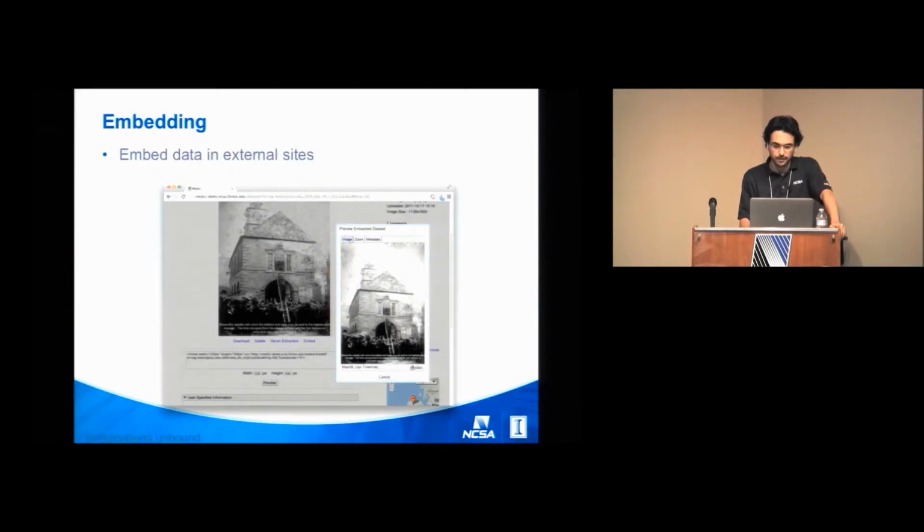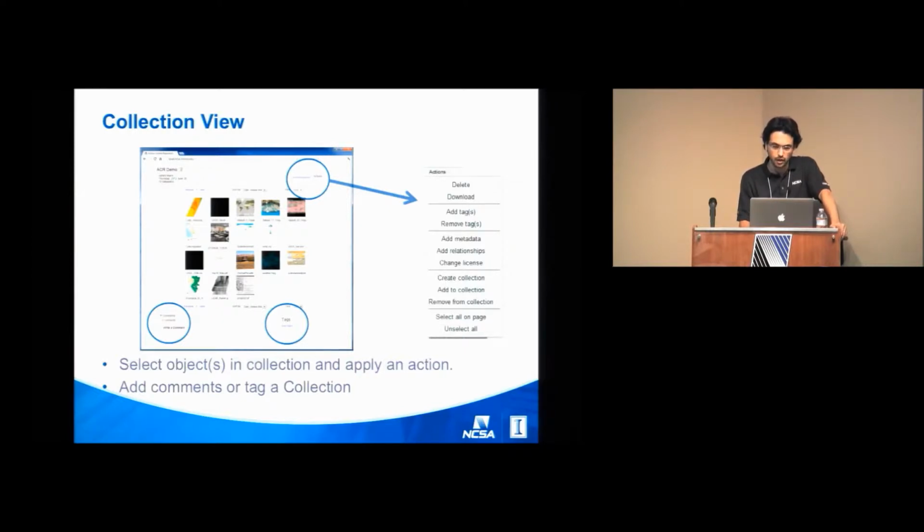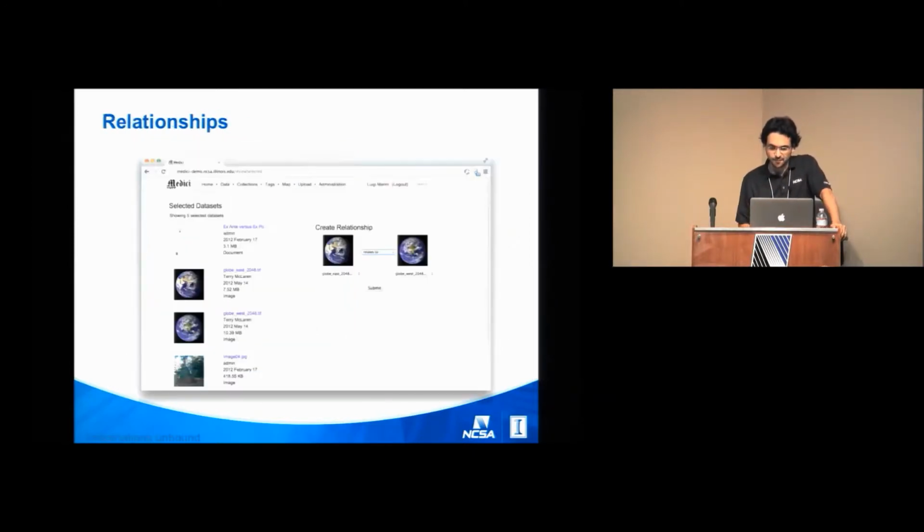We also have ways of embedding files in external sites. Collection views: we have ways to select datasets, multiple datasets, and apply batch operations on them. A lot of these, well, I'll get to it. Never mind. Okay. Then we also have the ability of creating relationships between datasets, and a lot of this was used for provenance reasons. So we had at one point a desktop client that you could run analysis in, and it would make these links for you automatically. And then in the web client, you can follow the trail.